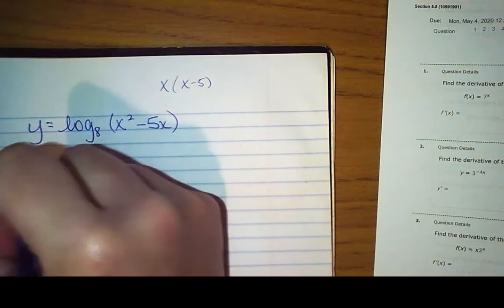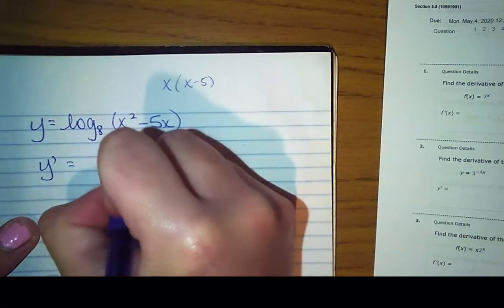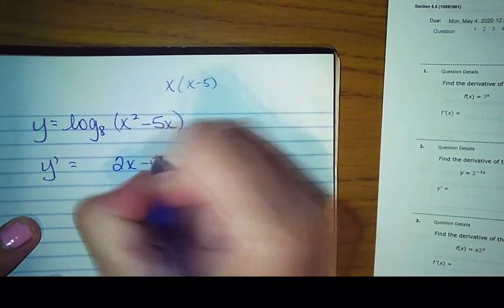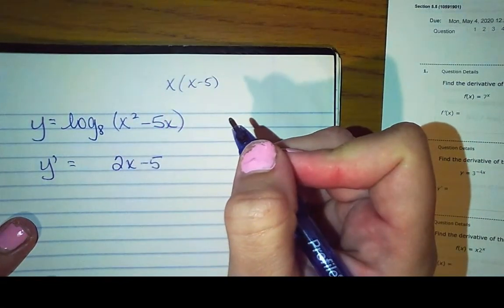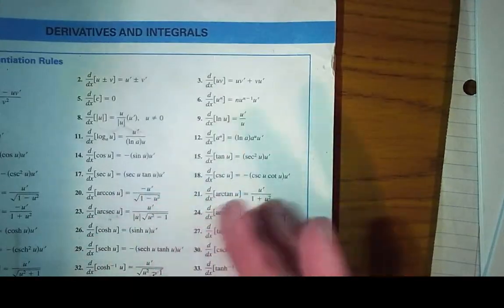So my derivative is going to be the derivative of the argument, which is 2x minus 5. Hang on, I just totally lost what I was doing. My brain is not working today. When does my brain ever work?